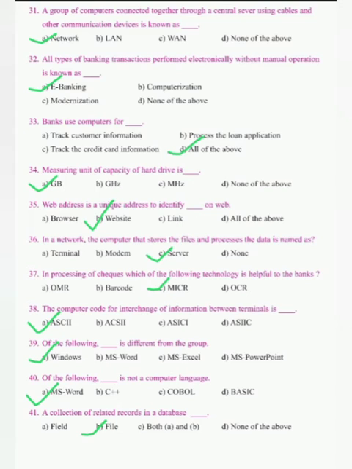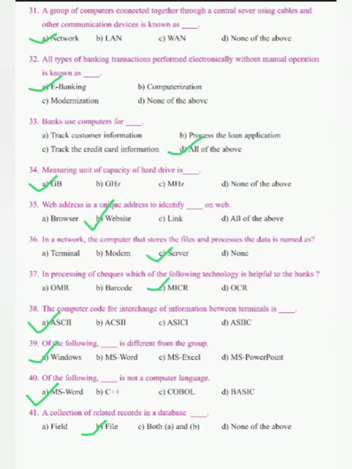All types of banking transactions performed electronically without manual operation is known as what? A. E-banking, B. Computerization, C. Modernization, D. None of the above. Answer: E-banking. Banks use computers for what? A. Track customer information, B. Process the loan application, C. Track the credit card information, D. All of the above. Answer: all of the above.